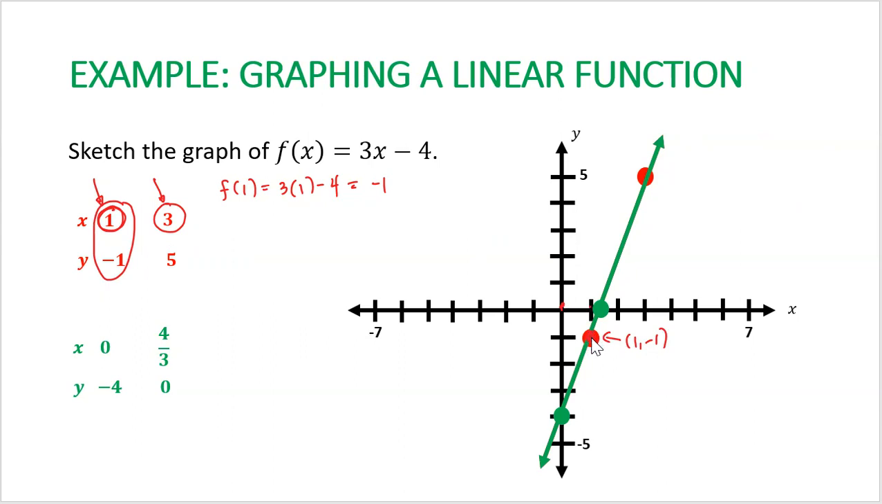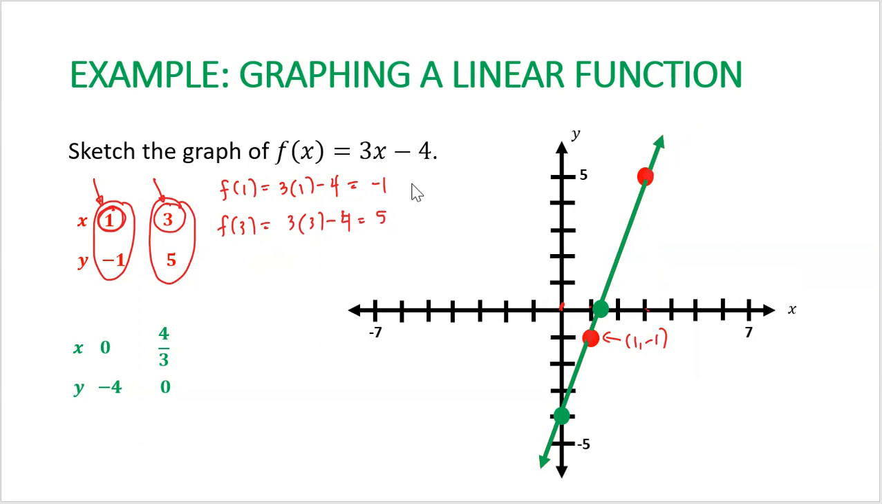this red point here. And then when x is equal to 3, that's f of 3 equals 3 times 3 minus 4. So that's going to be 9 minus 4, which is 5. So that means we have the point 3 comma 5. So from the origin, we move 3 units rightwards and then 5 units upwards. So we get this second red point. So connecting the two red points, then that's the graph of our linear function 3x minus 4.